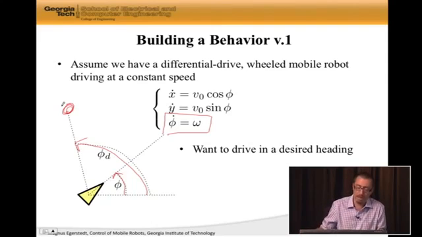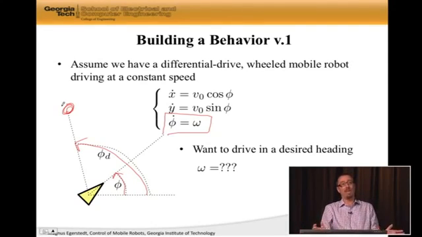Well, phi dot is equal to omega. So our job clearly is that of figuring out what omega should be equal to, which is the control input. All right, so how do we do that?